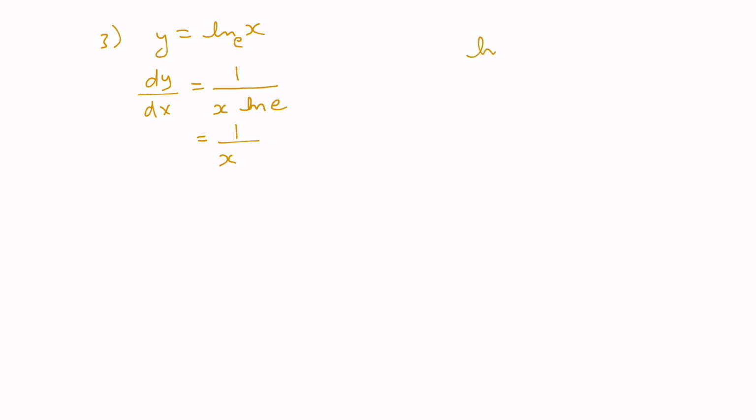Remember, ln e has base e, and we want to know what that value is. Let's call it y in this case. So we know that using our properties, e to the y is equal to e, and e could also be written as e to the 1. Therefore, y is equal to 1. So ln e is equal to 1.